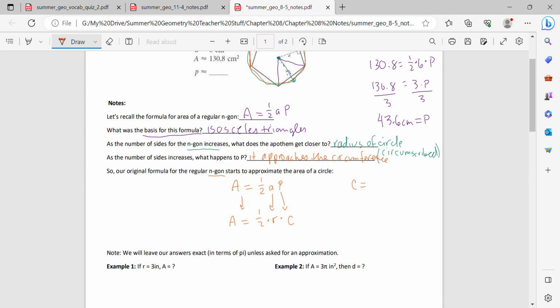Circumference, which our book actually taught you in chapter 9, but I teach it a little bit backwards. The circumference of a circle is 2 pi r. And so what's going to happen is we're going to have 1/2 times the radius times 2 pi r. And this area, remember, is now no longer going to be the area of a polygon, but it's going to be the area of a circle.